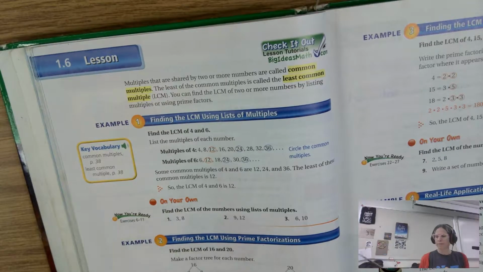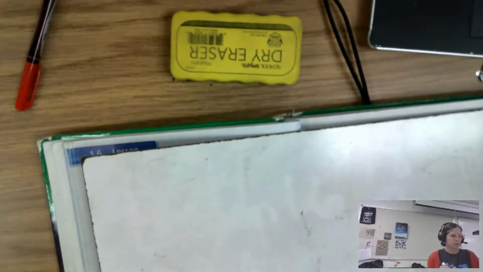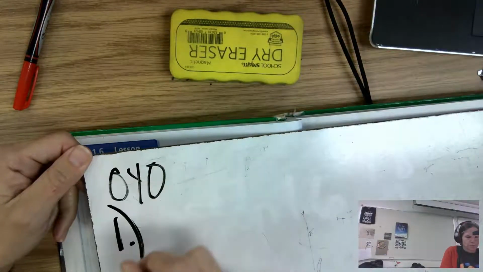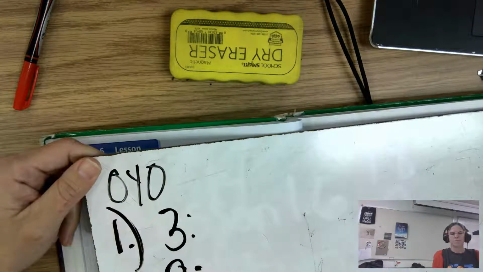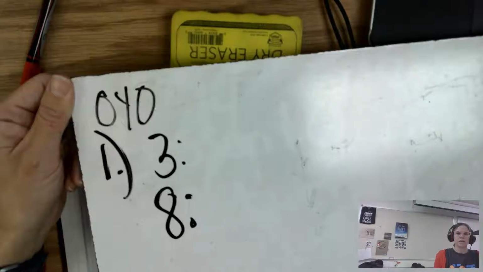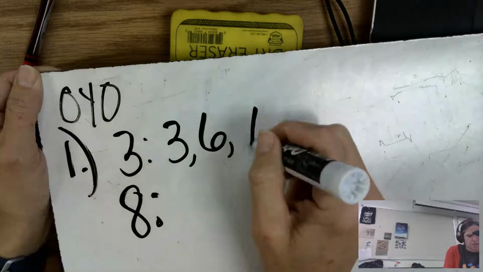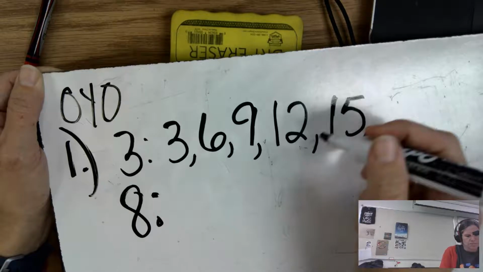I'll do that one with you. I'll walk with you through it on this handy dandy whiteboard that I grabbed. I'm going to zoom out of the camera real quick. There we go. All right, so this is on your own number 1. We had to find 3 and 8. So I'm going to do a couple multiples of 3. So we'll do 3, 6, 9, 12, 15. Let's start with our 8s.